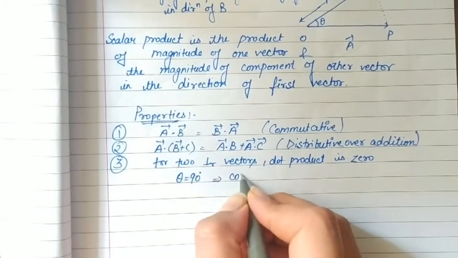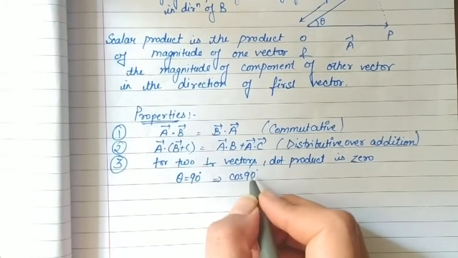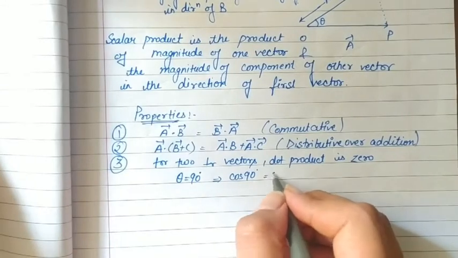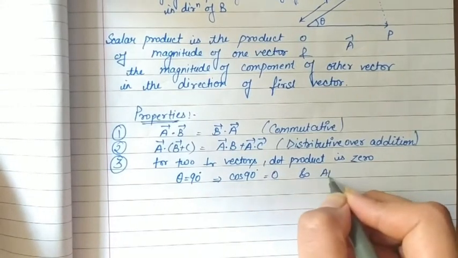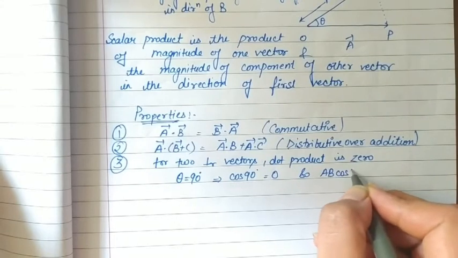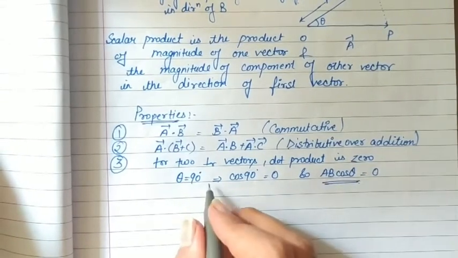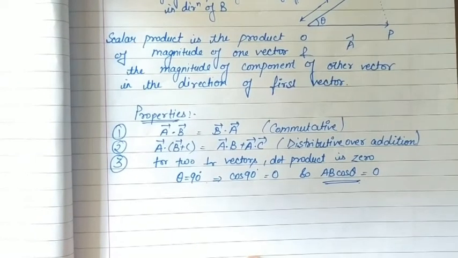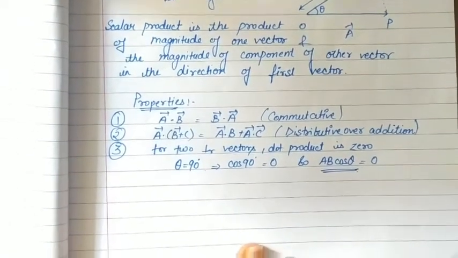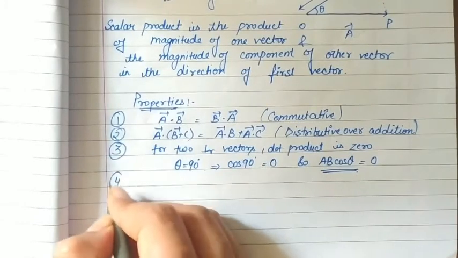That implies cos 90. We are going to use cos 90 in the product and it will be 0. So AB cos theta, which is equal to A dot B, it will also be 0 because theta is 90 degree. That's why AB cos theta is 0. So for perpendicular vectors, dot product is 0.